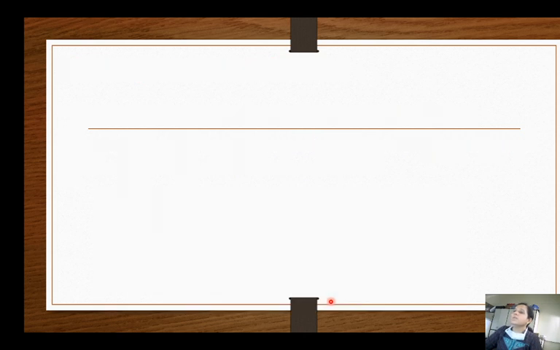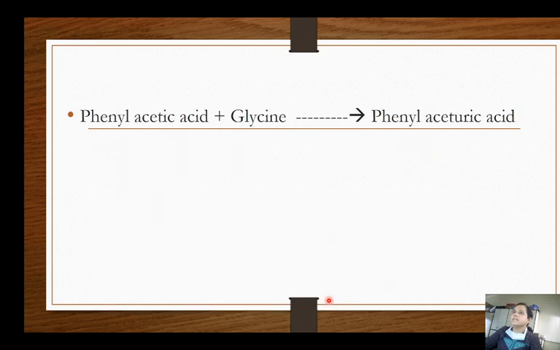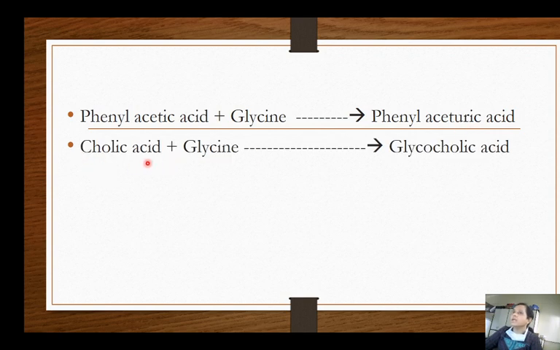The other components that are conjugated by glycine are phenyl acetic acid, which will form phenyl aceturic acid. The most important is cholic acid. Cholic acid is formed from catabolism of cholesterol. Cholesterol is a steroid containing molecule, so it is lipophilic, it is not soluble. When it undergoes catabolism, the components that are formed from it are also lipophilic. Finally, it forms cholic acid.